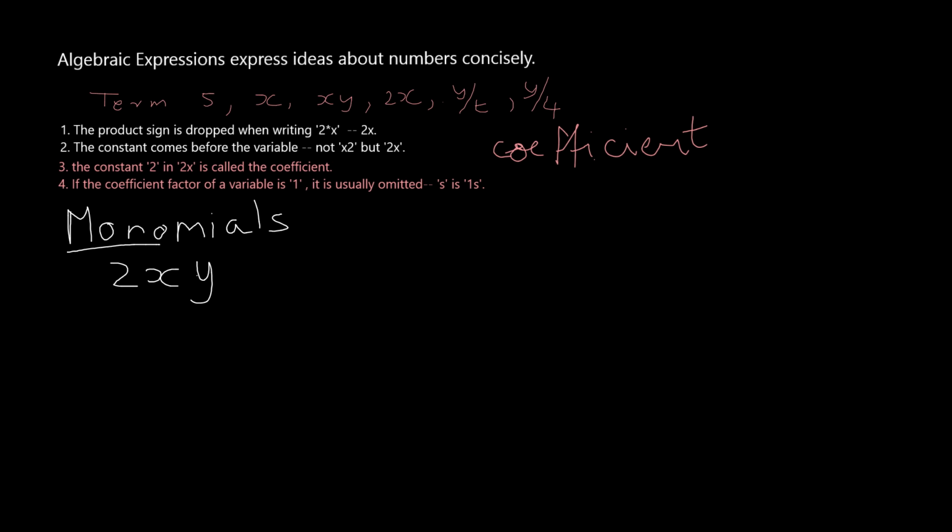Then we have a binomial, and a binomial expression has, as the name suggests, 2 terms, so it can be 2x plus 1. The 2 terms are put together with the operation of addition or subtraction. And then we have trinomials.